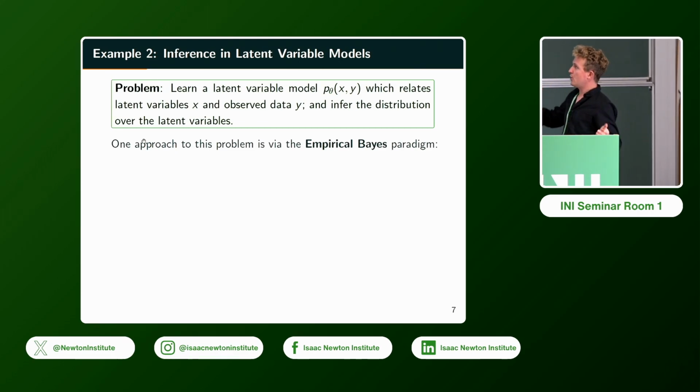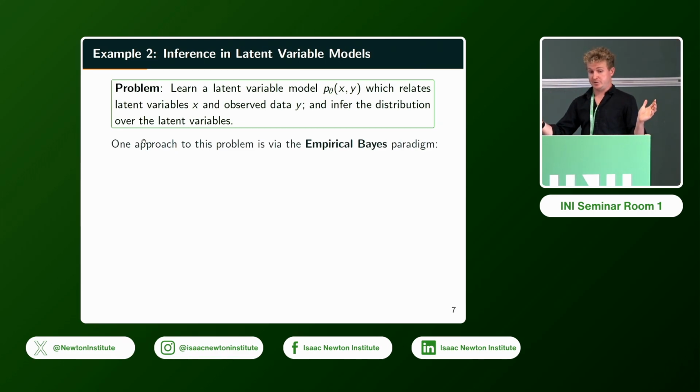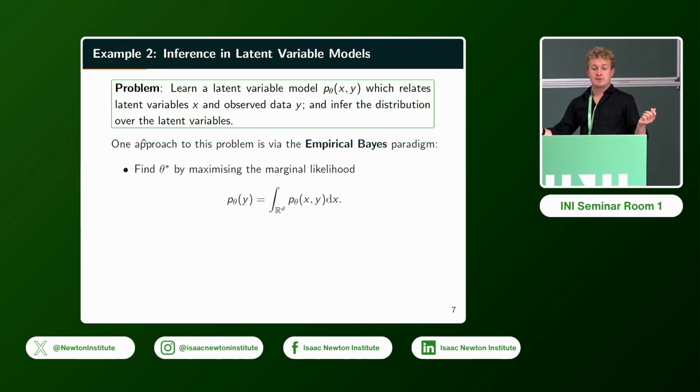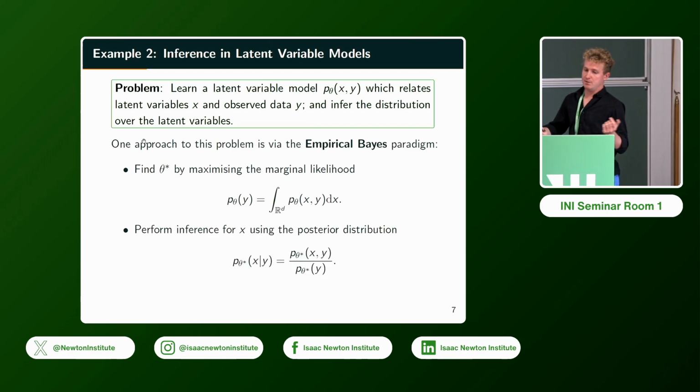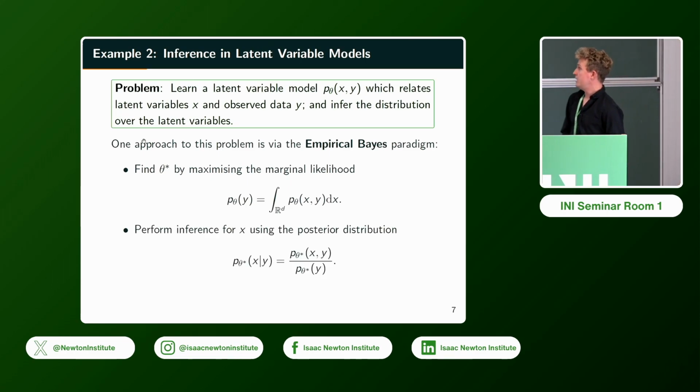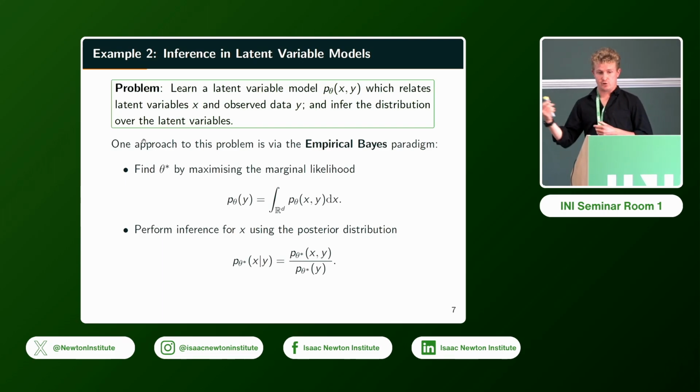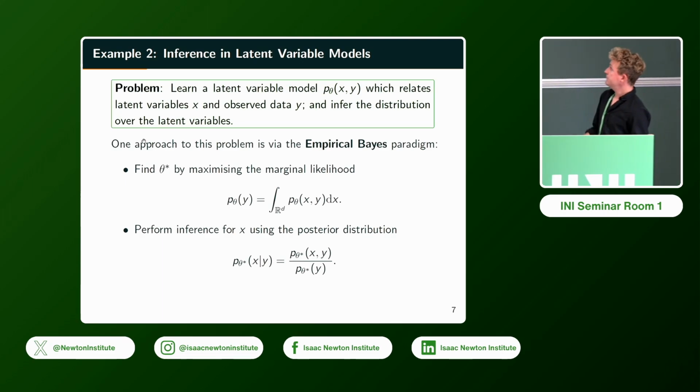In this paradigm, we treat theta as a fixed parameter, so we're not going to be fully Bayesian about this. We try to learn theta by maximizing the marginal likelihood of the data. Then once we've found this marginal maximum likelihood estimate, we perform inference by using the corresponding posterior. The classical approach to this, of course, is the EM algorithm. This goes back a very long time.